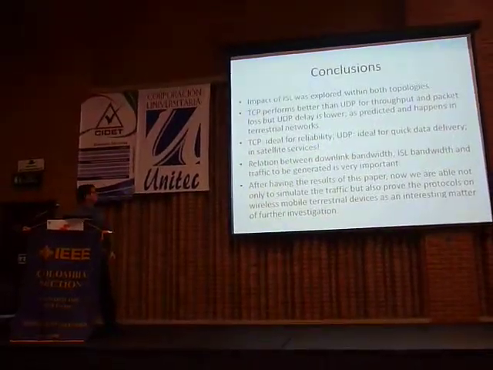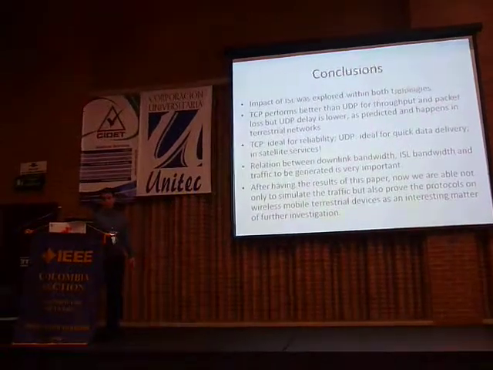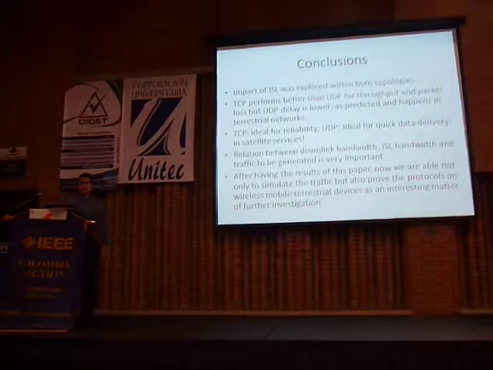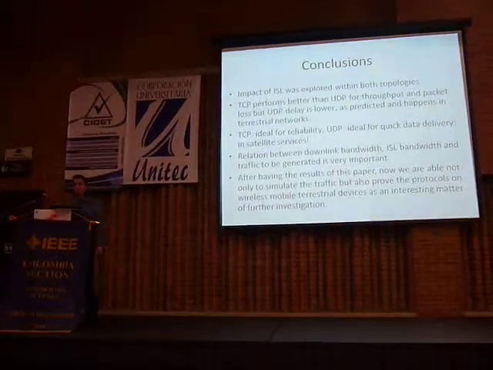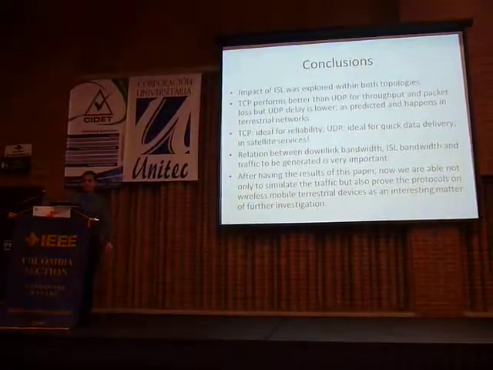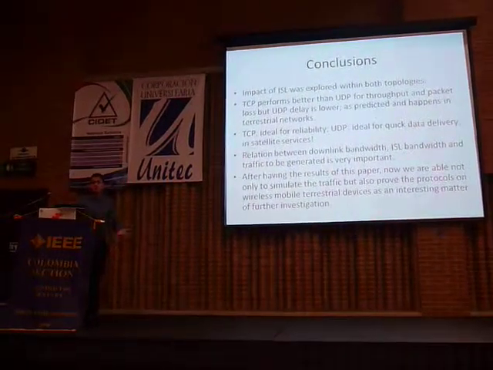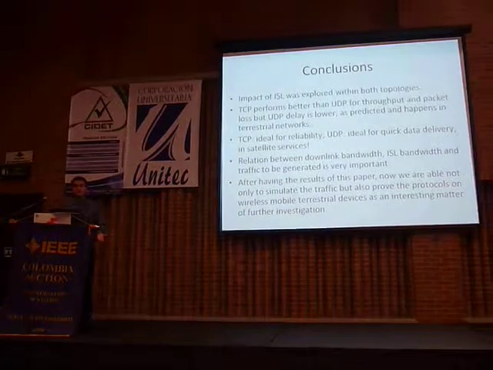So what are our conclusions? The impact of the intersatellite links bitrate was explored within both topologies. TCP performs better than UDP for throughput and packet loss, but the UDP delay is lower, as was predicted, and this obviously happens in terrestrial networks.